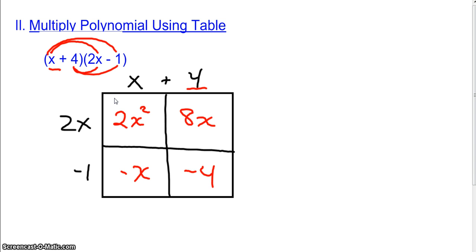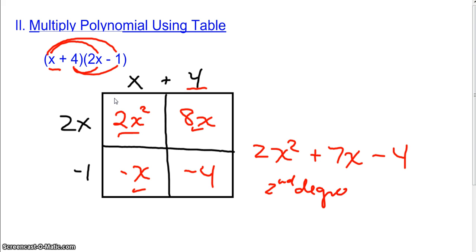Are there any like terms among the 4 terms we have here, JD? 8x and negative x. Good. So we'll combine those and we end up with how many x's? 7. So our simplified expression is 2x squared plus 7x minus 4. And who could classify this by number of terms and degree? Michael? Is it a second degree trinomial? Good job. Second degree and trinomial. Good.